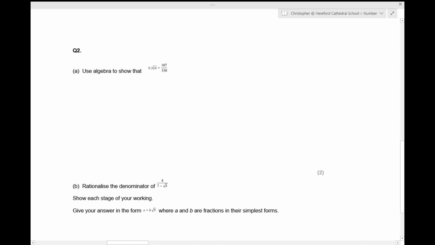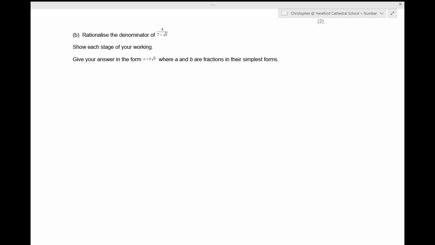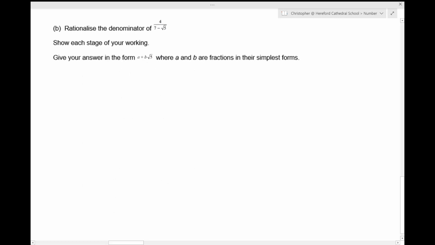Question 2. Right, now, because this film is all about running through questions about surds, I'm going to ignore part A and crack on with part B. I'm asked to rationalize the denominator of 4 over 7 minus root 5. So to rationalize the denominator, I'm going to multiply top and bottom by 7 plus root 5.